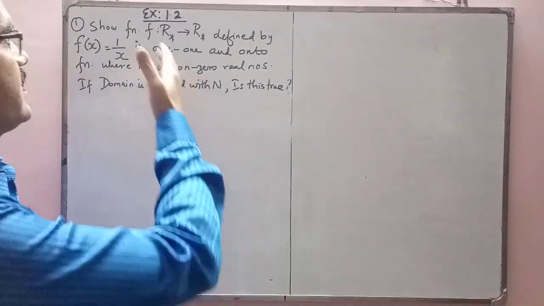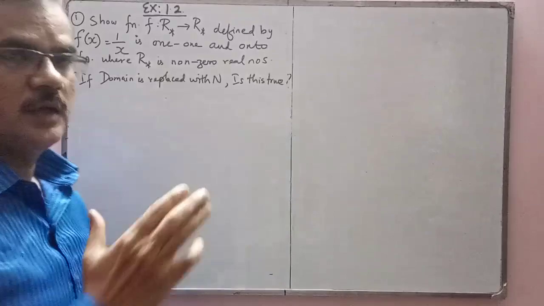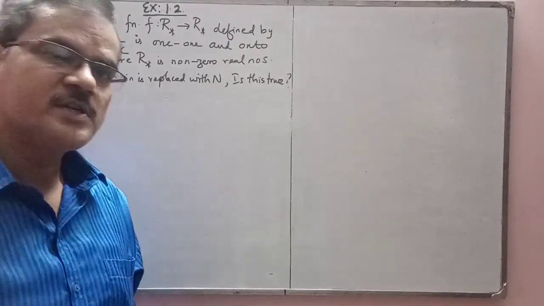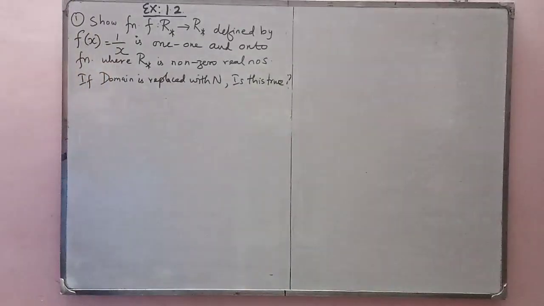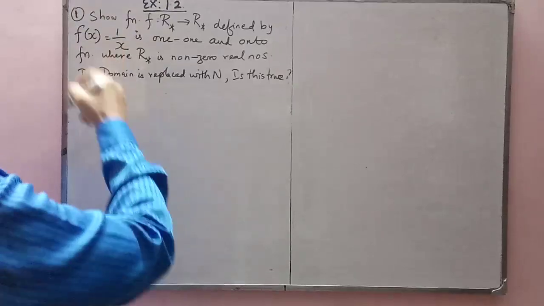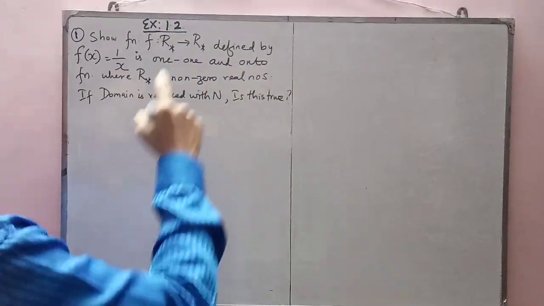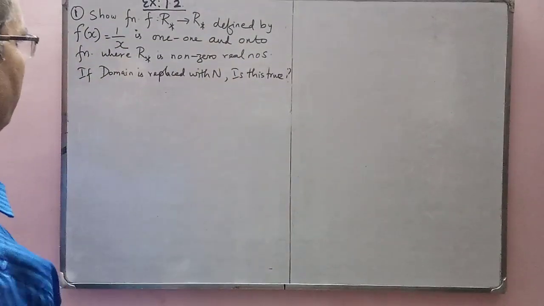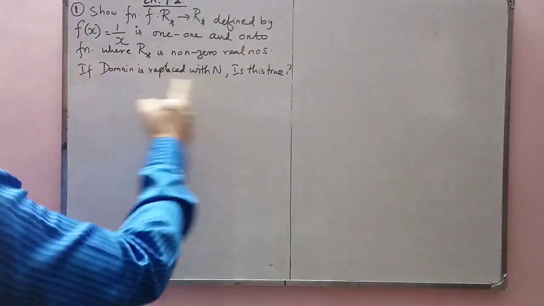We are going to discuss exercise 1.2, first question. Before going to this question, you should watch the concepts of functions video so that you can follow this better. First question: show that the function defined from R star to R star by f of x equal to 1 by x is 1 to 1 and onto, where R star is the non-zero real numbers.